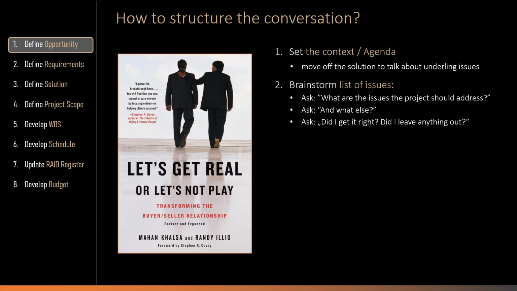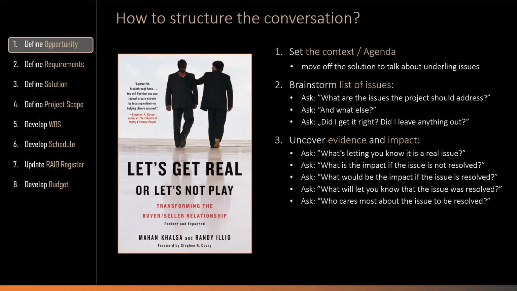Part 3 is to uncover issues, evidence, and impact. Once you have the list of issues confirmed by the client to be correct and complete, you have to go deeper into each item on the list. Use these 5 questions to uncover each issue significance. First, ask what's letting customer know it's a real issue. Then ask what is the impact of the issue if it is not resolved, as well as what would be the impact of the issue if it is resolved. What will let customer know that the issue was resolved? And finally, who cares most about the issue to be resolved? In other words, who has the highest interest and agency for the issue to be successfully addressed?